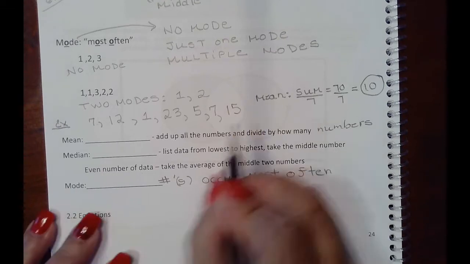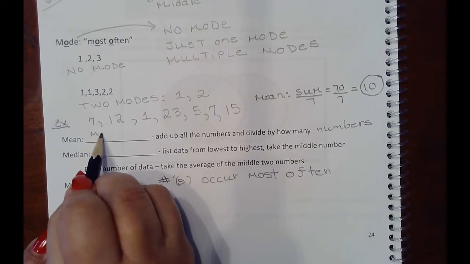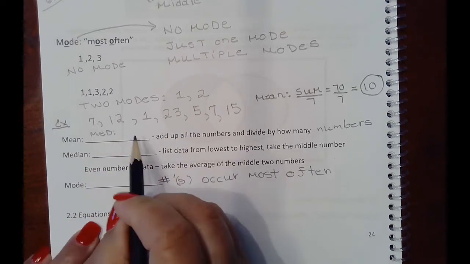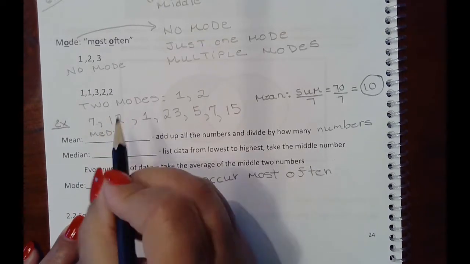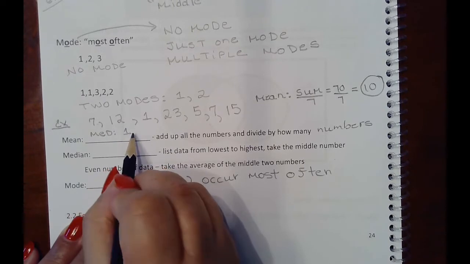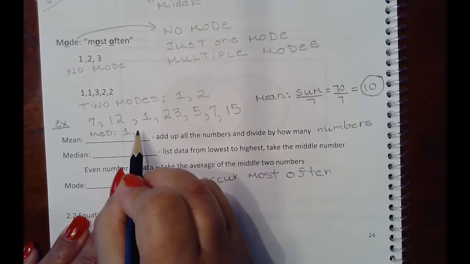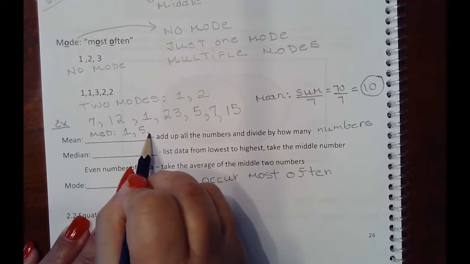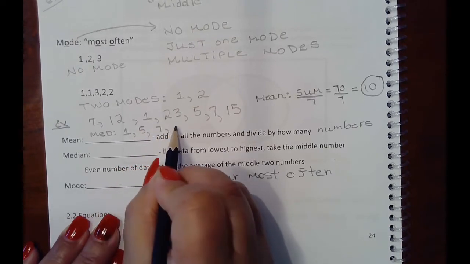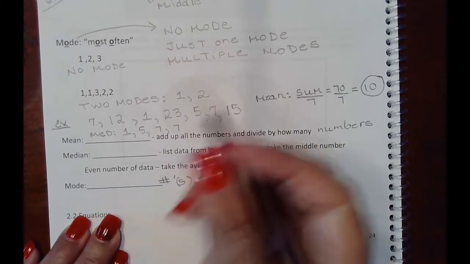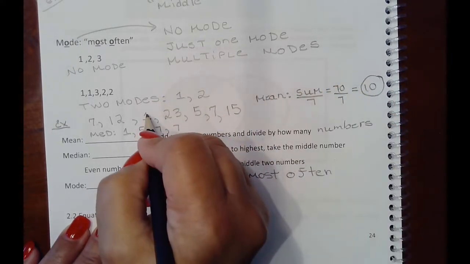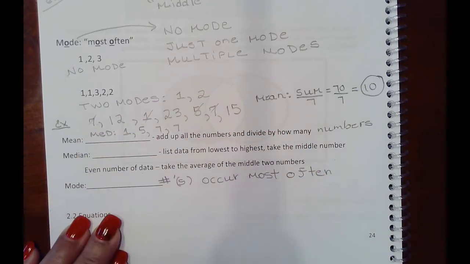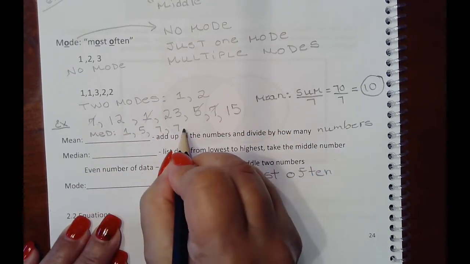Then if you're going to do the median, you have to put them in order. So I'm going to do that right here. So for the median, you would be putting all of these in order. So 1. Next biggest number is 5. And then we have a couple of 7s. And you might want to cross them out as you put them in order. So 1, 5, we did the 7s. Then we have a 12, a 15, and a 23.